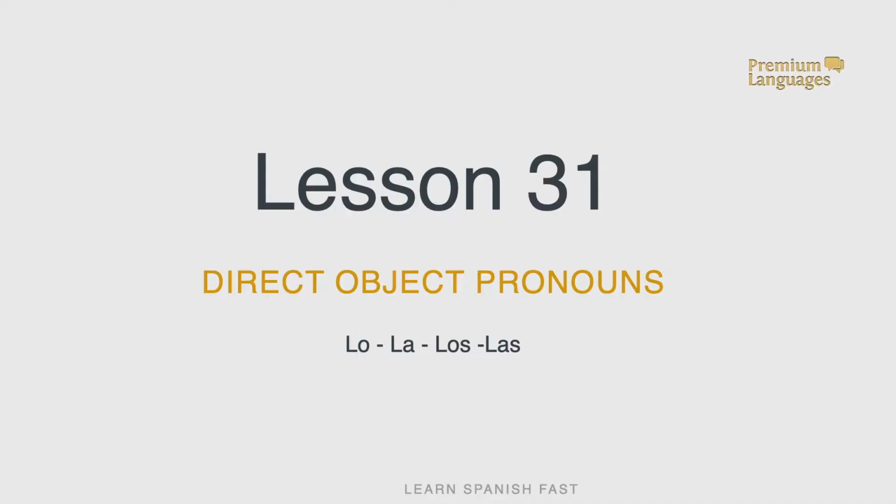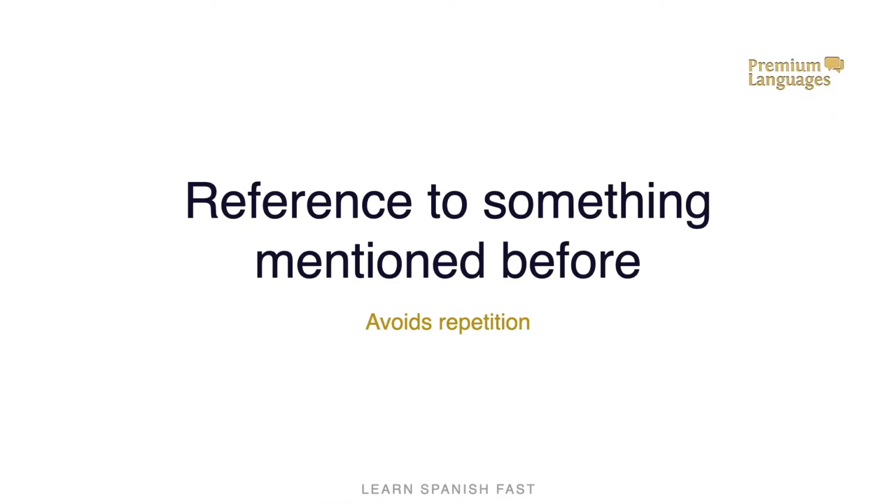Hola, today we're going to learn about direct object pronouns, and those are lo, la, los, and las. They are very useful to avoid repeating information, and they will make you sound more native when you use them. They refer to something previously mentioned in the conversation.